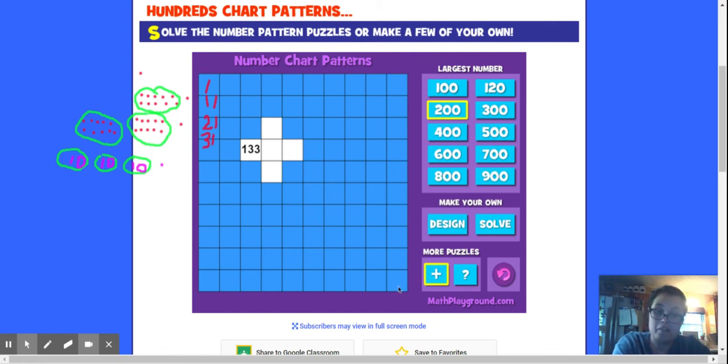And then you might even get too good at that, and you might need to change it to 300. That would be really tricky. You have to think about what you know and how that chart works to be able to solve those really tricky puzzles.